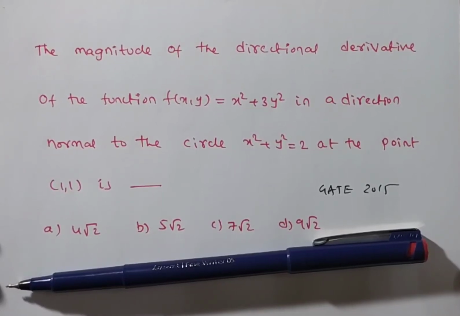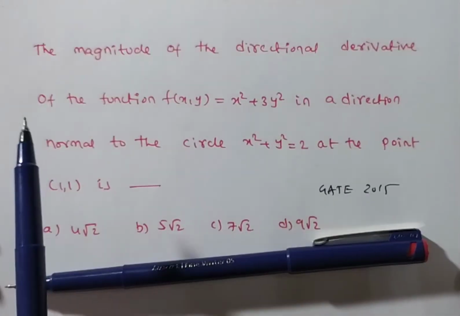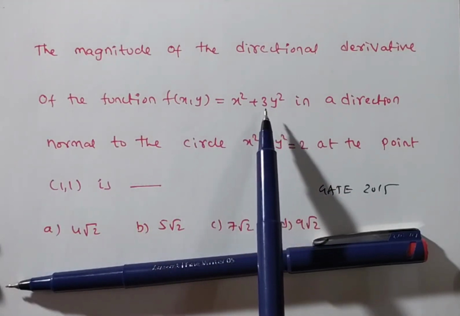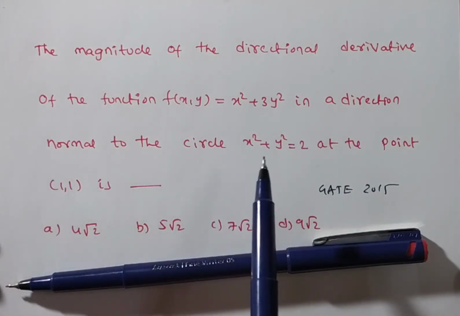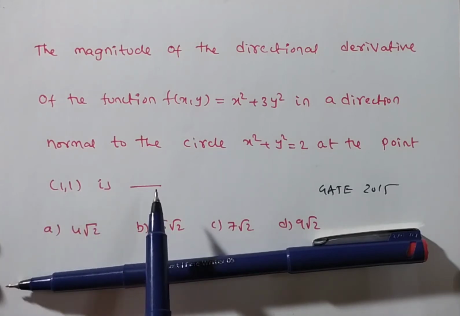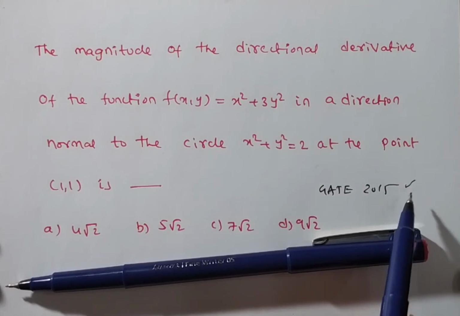Friends, now we are solving a problem on vector differential calculus. The given problem is: the magnitude of the directional derivative of a function f of x comma y equal to x square plus 3y square, in the direction of normal to the circle x square plus y square is equal to 2 at the point 1 comma 1 is. They are given 4 options. Friends, this problem came in GATE 2015.